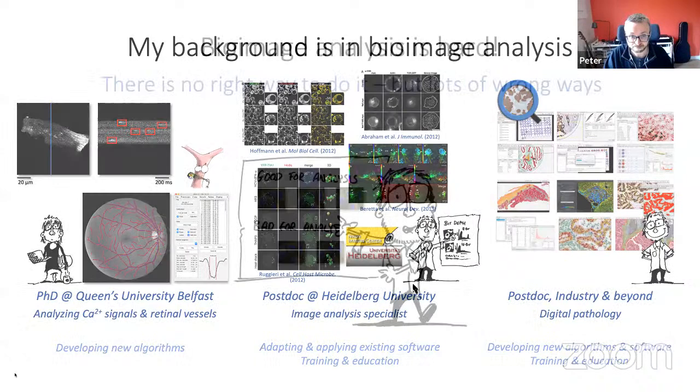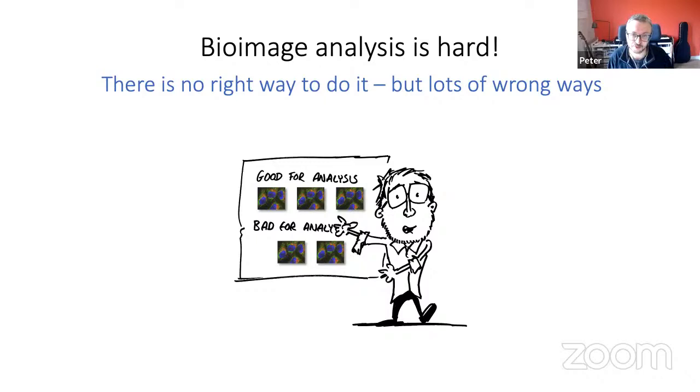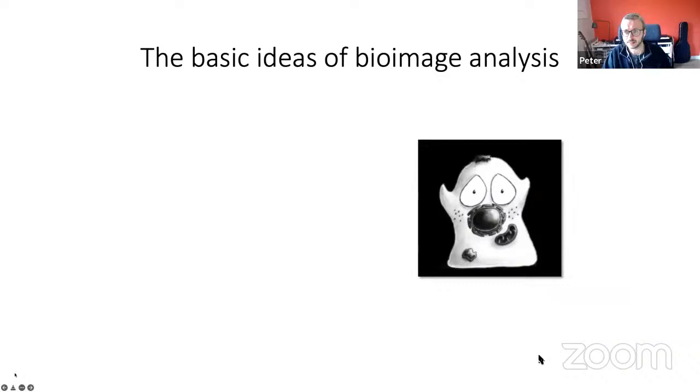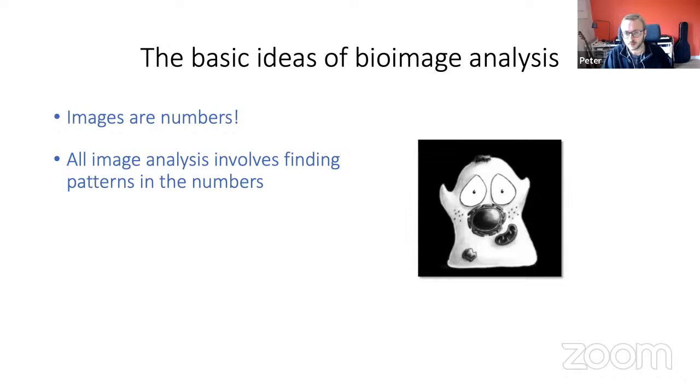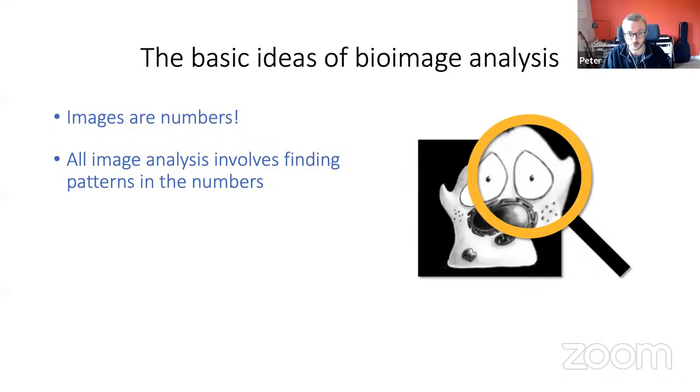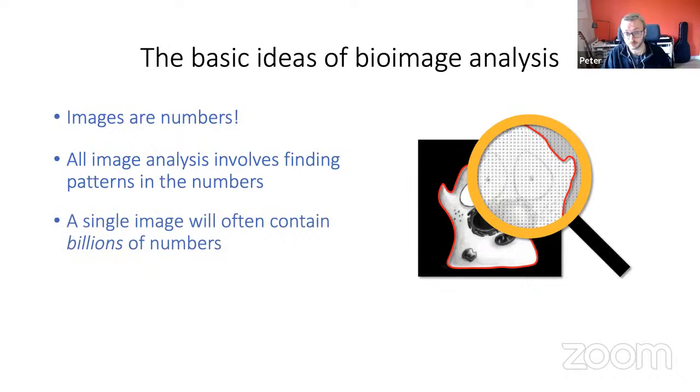Through working across these different domains, I have the feeling that bioimage analysis is hard. I feel like the more years I do it, I should start to find it easier, but I really don't. And I think there's no real right way to analyze images, but there's lots of wrong ways. Although the basic ideas are often quite simple. Essentially, an image that we're working with, be it a pathology image or something else, is really just numbers from the computational point of view. They're visualized as colors, but that's purely a visualization trick, and the raw data is simply an array of numbers. And we need to find patterns within these numbers.